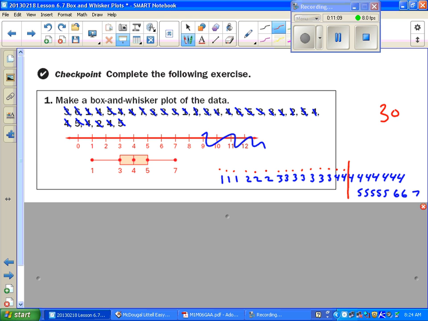And you can see the way the box and whisker plot is going here. This is your Q2 value or your median. You can call that either the second quartile, the Q2, or the median.